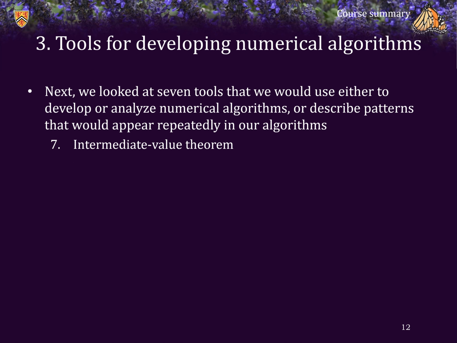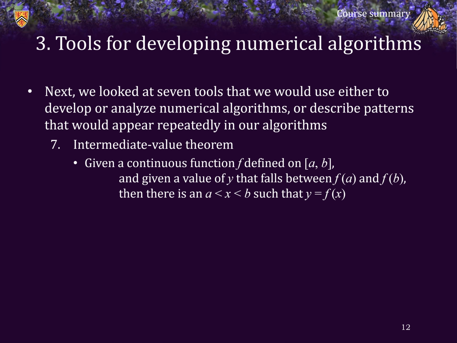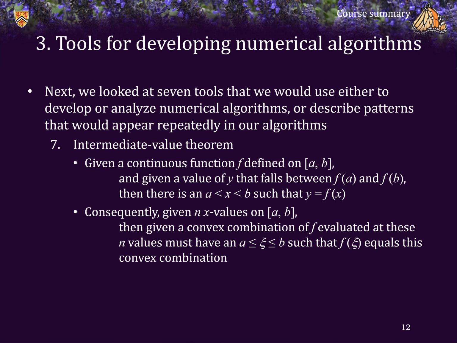Finally, we revisited the intermediate value theorem. So, given a continuous function defined on an interval a to b, and given a value y that falls between f at a and f at b, then there must be a value of x between a and b such that y is equal to f at that point x. Consequently, if we have n x values on the interval a to b, then given a convex combination of this function f evaluated at these n values, there must be a xi lying between a and b such that f at xi equals that particular convex combination.